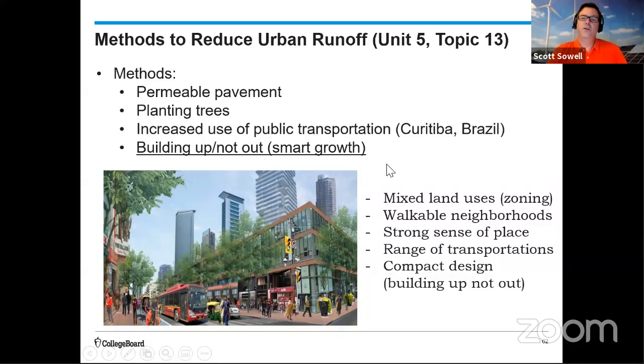So if you have smart growth, maybe you have mixed land uses so that your school and your job and your grocery store and your house are all within walkable distances from each other. And different modes of transportation are available in terms of biking or walking, but overall it's building up, not out. And obviously that's going to reduce the impermeable surfaces and reduce the problem of that stormwater urban runoff.